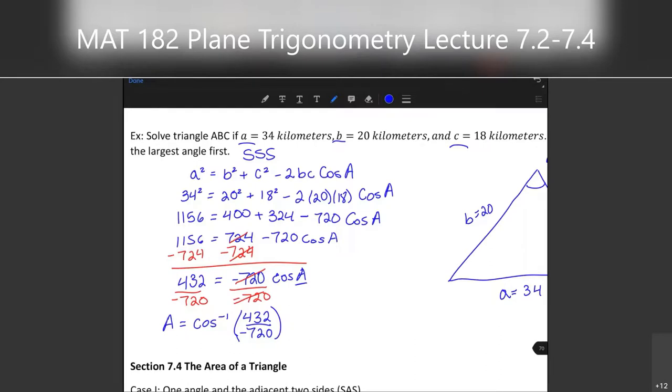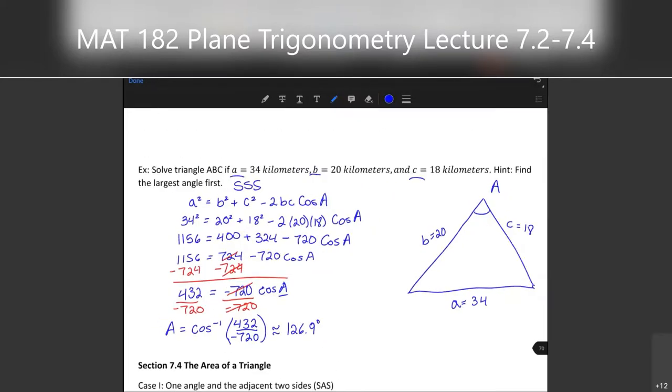If you put that cosine inverse into your calculators, take a moment to find that. You can put your solution in the chat or share it audibly. Okay, awesome. Looks like you guys are grabbing the right value. So 126.9 degrees. Looks great. So we now have angle A.